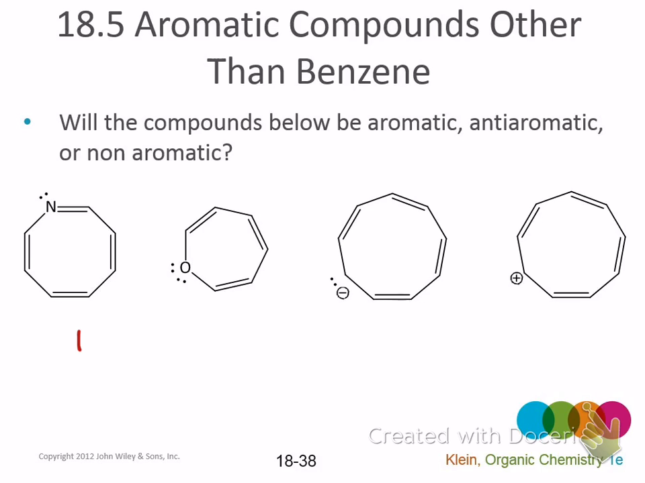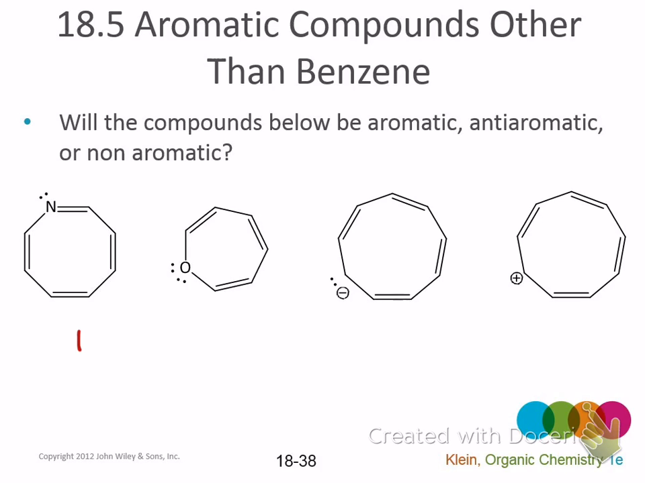The lone pair can't. There's no resonance. That's part of it. The lone pair can't be involved. That's one. But the other thing is, it's an 8-membered ring. 8-membered rings aren't going to be flat. And we talked about this the other day. So it's like cheating. That's why I said it's like cheating. So it's non-aromatic because it's not flat.